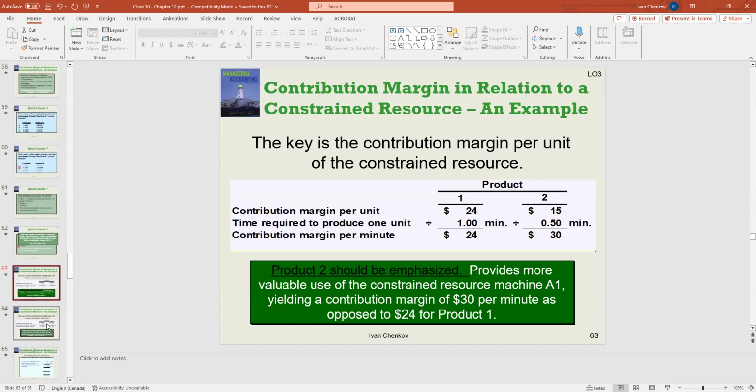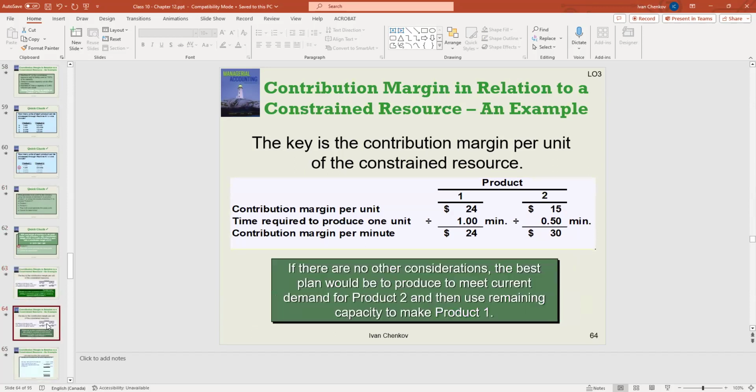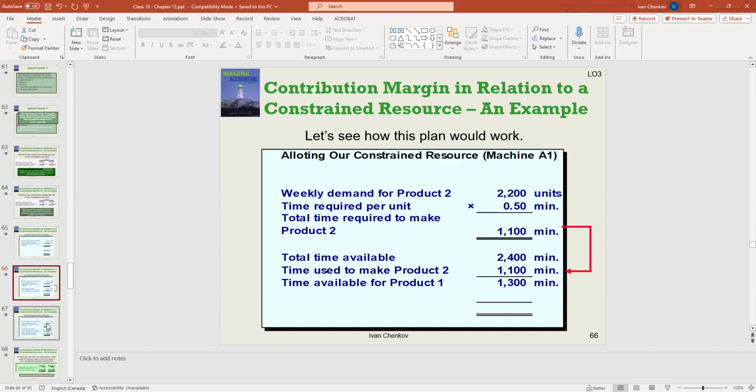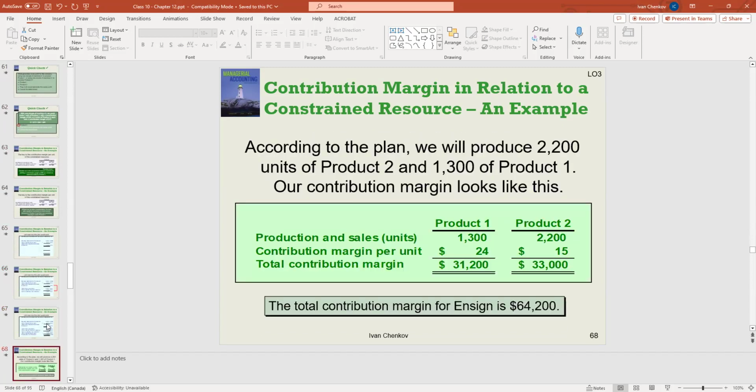And that's the calculation, how we calculate that one. So for that reason, how are we gonna use our minutes? First, we're gonna satisfy the entire demand for product 2. We're gonna produce those 2,200 units, for which we take 1,100 minutes. Then with the remaining 1,300 minutes, we focus on product 1. Once we do this, we have the highest possible contribution margin. With any other combination, we cannot achieve that highest value.